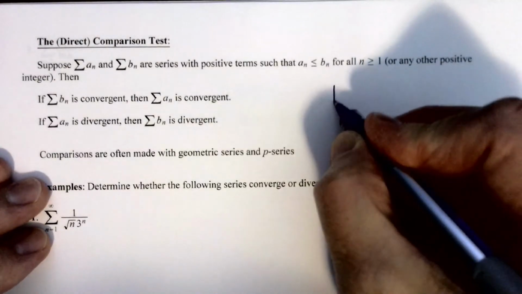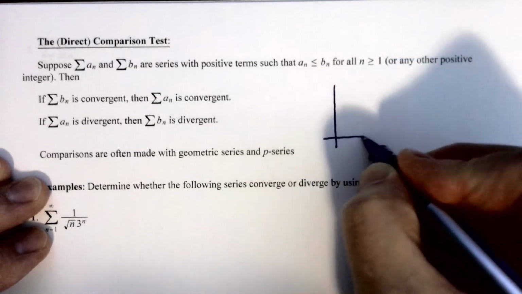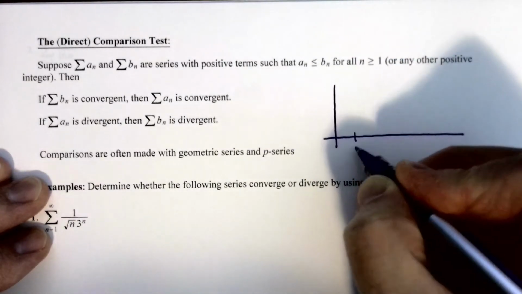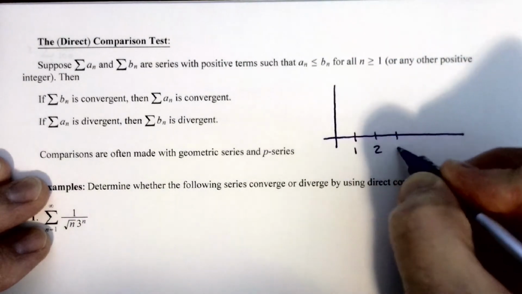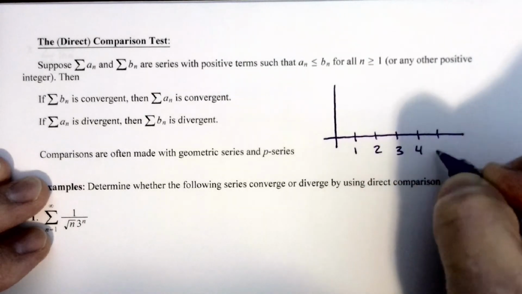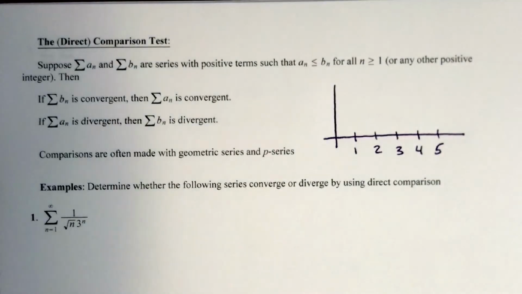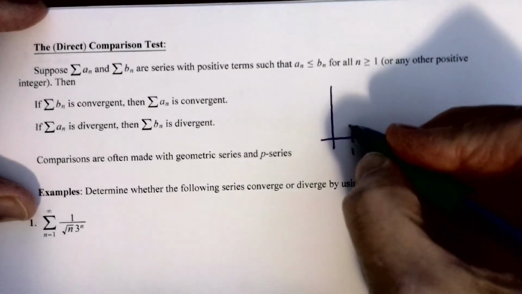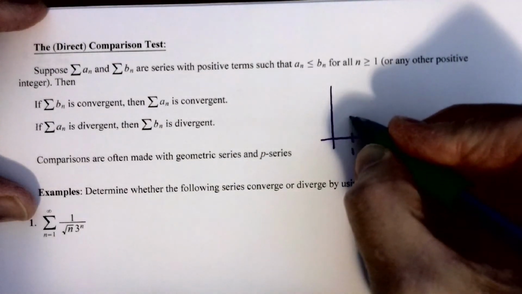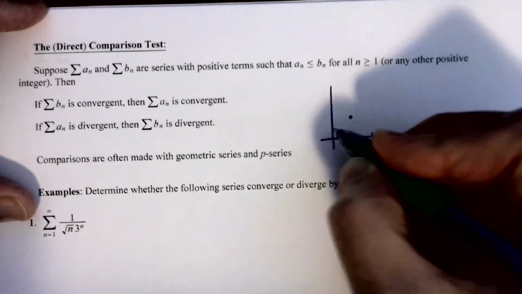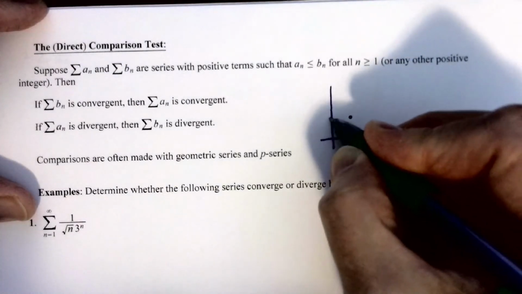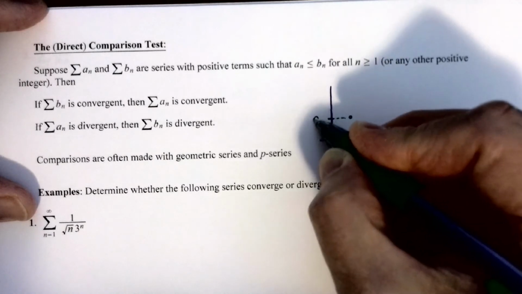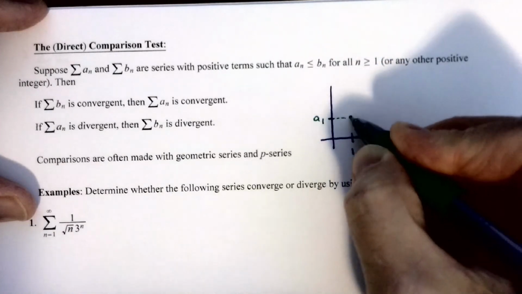And I want to draw a little picture just to illustrate why these two statements are true. Let's suppose the a sub n's are always less than or equal to b sub n. So I'll do the a sub n's in green. So here's a sub 1, and this height is a sub 1. That's the output. When I plug in 1, the output's a sub 1.